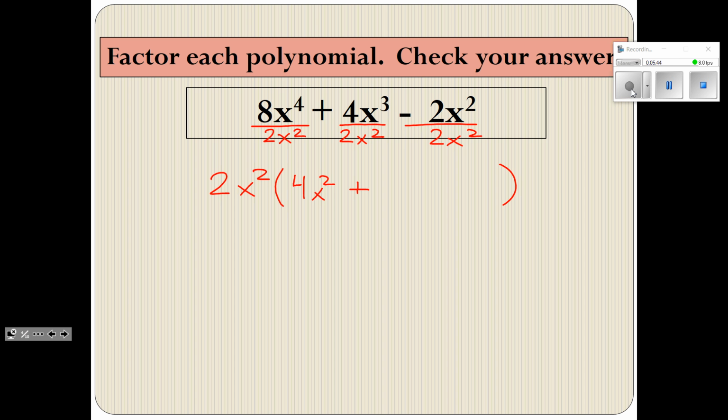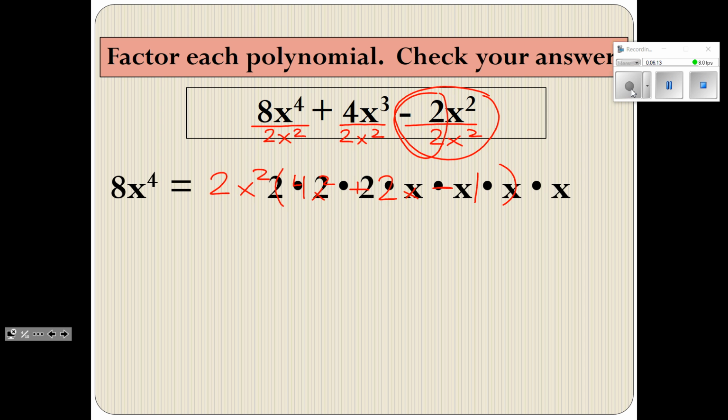For your second term, you have 4 divided by 2, which is 2. X cubed divided by x squared, which is just x. And you have a negative 2 divided by a positive 2. Since we only have one negative, we know this answer is negative 1. And it's actually the entire term divided by itself. And anything divided by itself is 1. And it's going to be negative because there was one negative. So that is one way you can show your work instead of going through this.